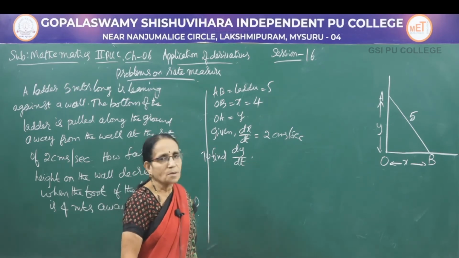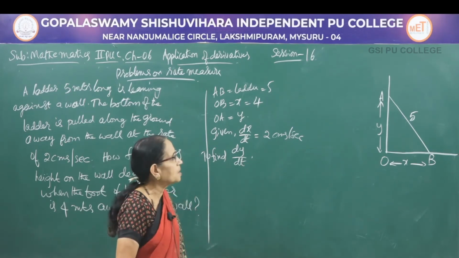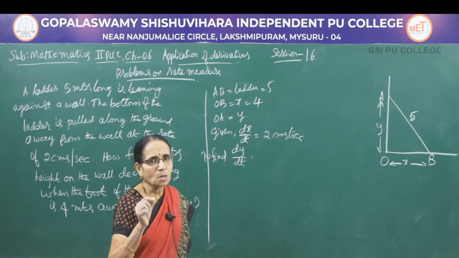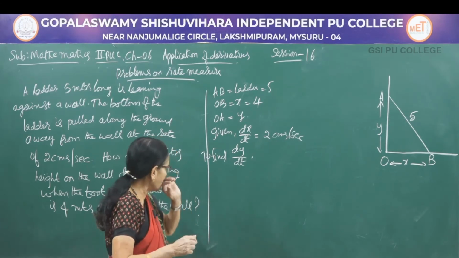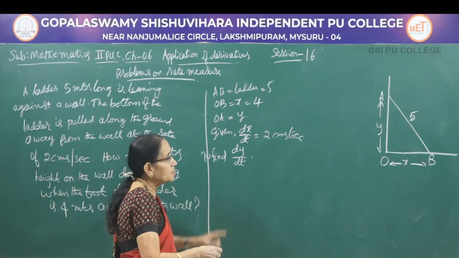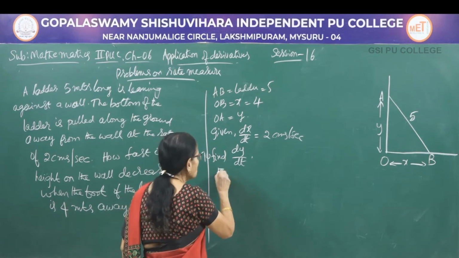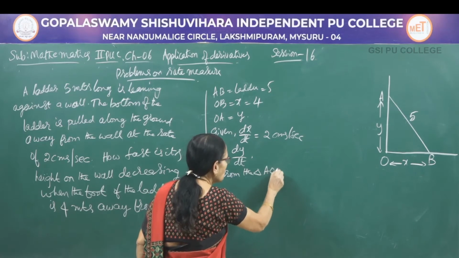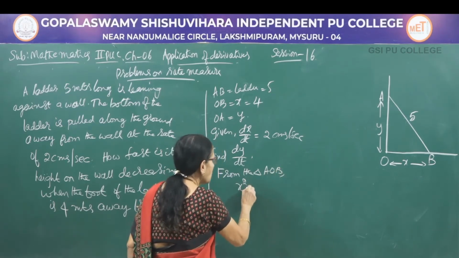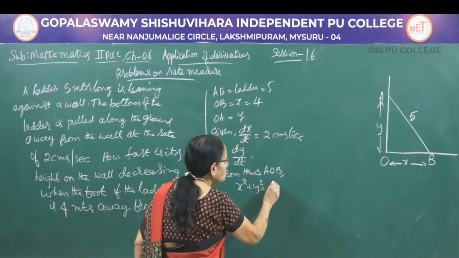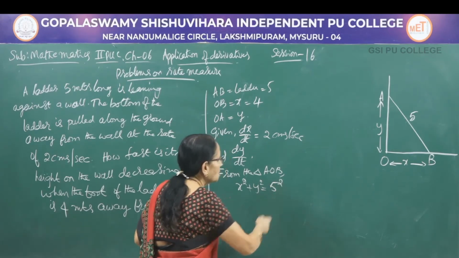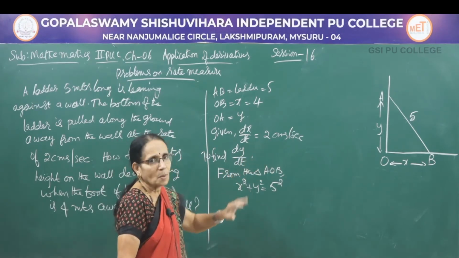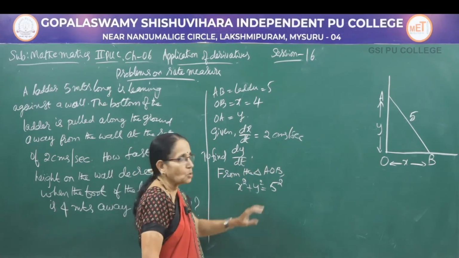Look at the triangle AOB. What type of triangle is it? It is a right angle triangle. When I say right angle triangle, what comes to your mind first? It has to be the Pythagoras theorem. So from the triangle AOB, we have x square plus y square is equal to 5 square, because the length of the ladder is known. In whatever position the ladder is, that length remains the same. So x square plus y square equals 5 square.